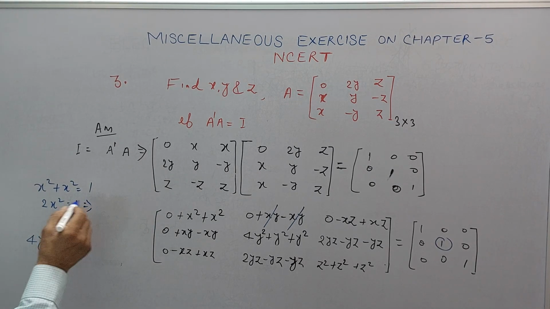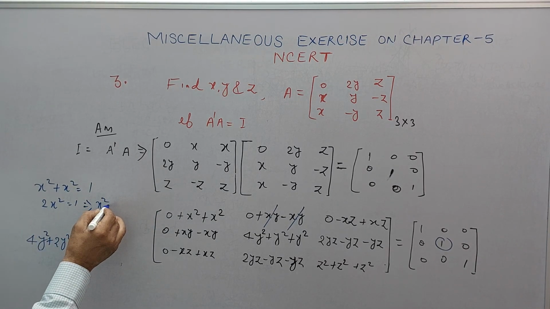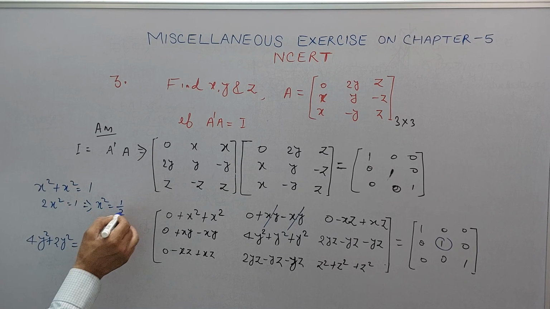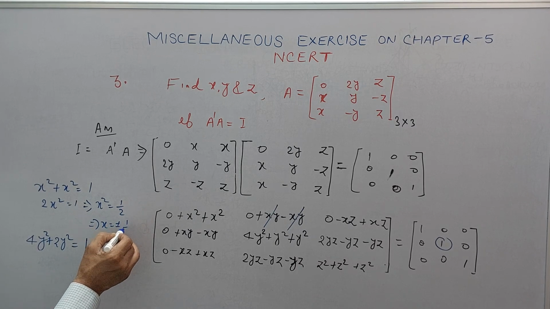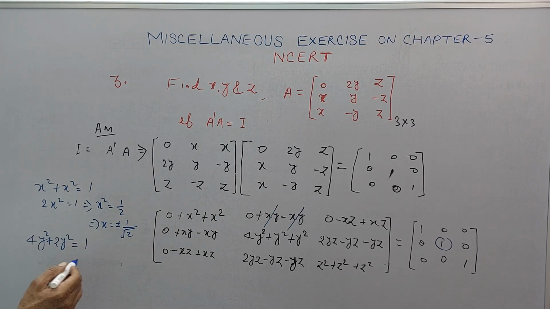So here x square will be 1 by 2, and from here x is equal to plus minus 1 upon root 2. Now here 4y square and 6, this will be 6y square. 6y square is equal to 1, and then y square will be 1 by 6, and from here y will be plus minus 1 upon root 6.